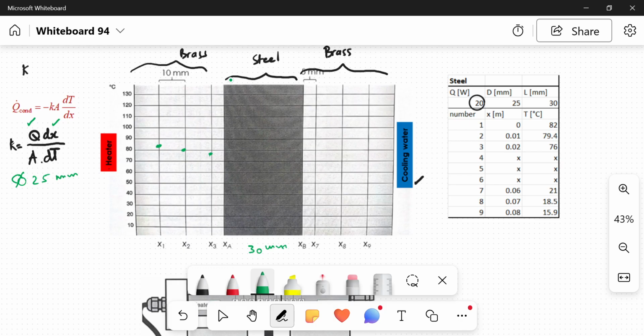On the cooler section, we start with sensor number 7. The temperature is 21, so we have 21 close to here. At sensor 8, the temperature is 18.5, so I would say it's roughly here. And at the last sensor location, the temperature is 16 degrees Celsius, so it should be right here.